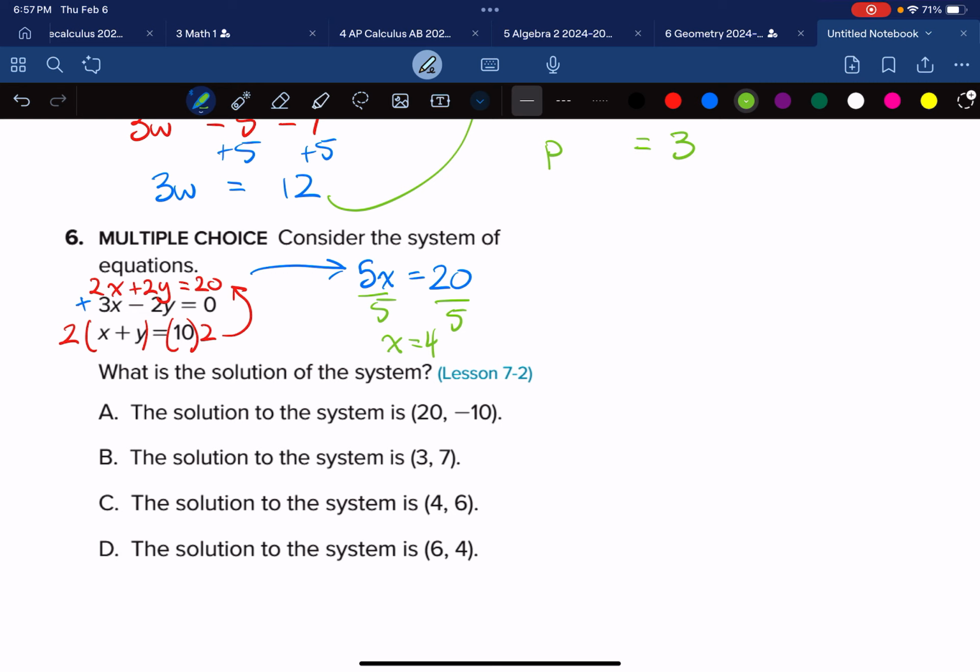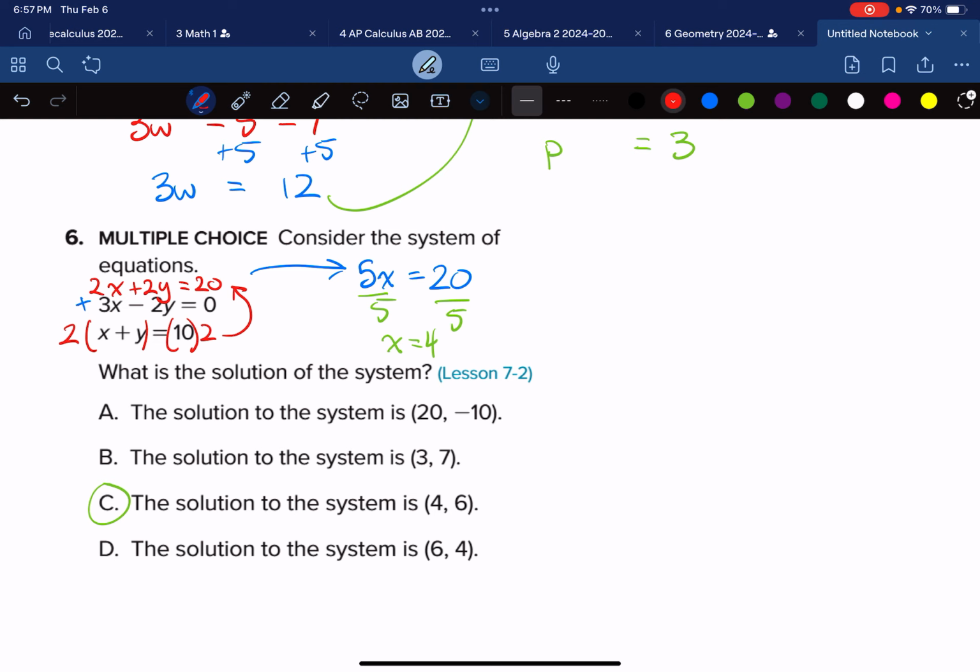We're halfway there, but I'm noticing there's only 4 choices. Is the x-coordinate 20? Is the x-coordinate 3? Is the x-coordinate 4? Or is the x-coordinate 6? The x-coordinate is 4, so I think I'm done. But if I wanted to really prove that this is 6, I could go a step further, but it's multiple choice, so go ahead and feel okay with that.